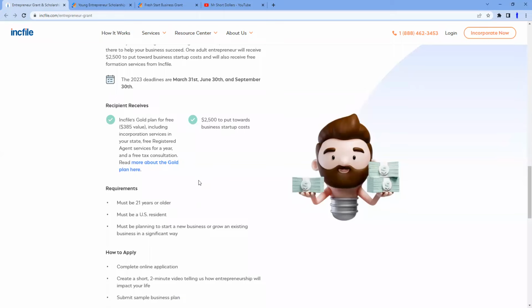Some of the things that you'll receive are the Inkfile plan for free, which is a $385 value. They give you incorporation services, registered agent services for a year, and free tax consultation, along with a $2,500 grant.